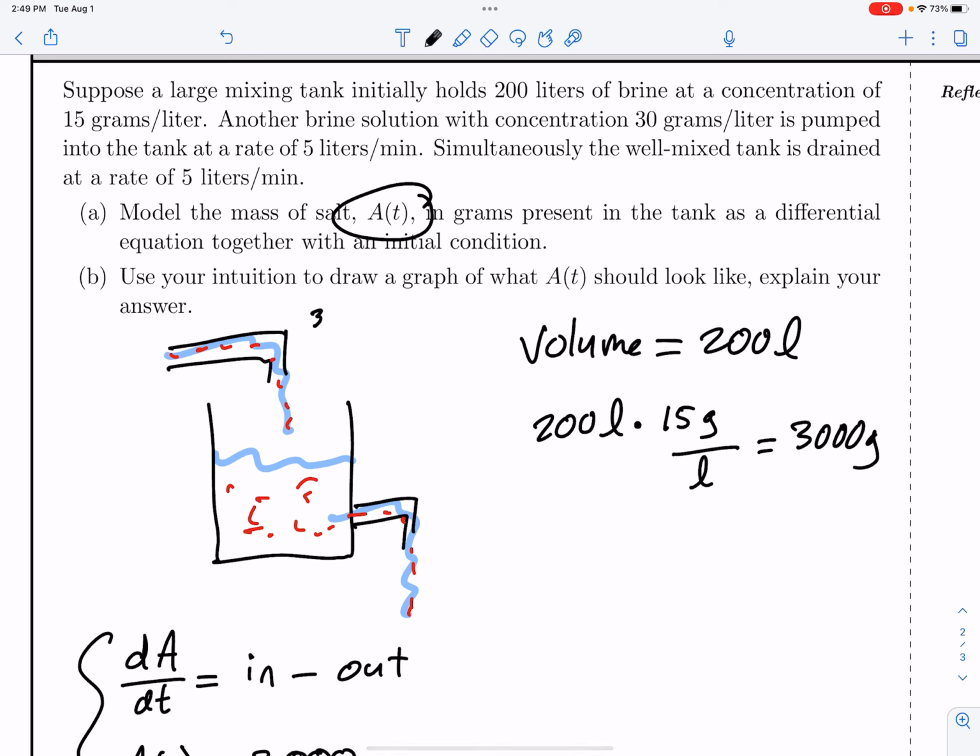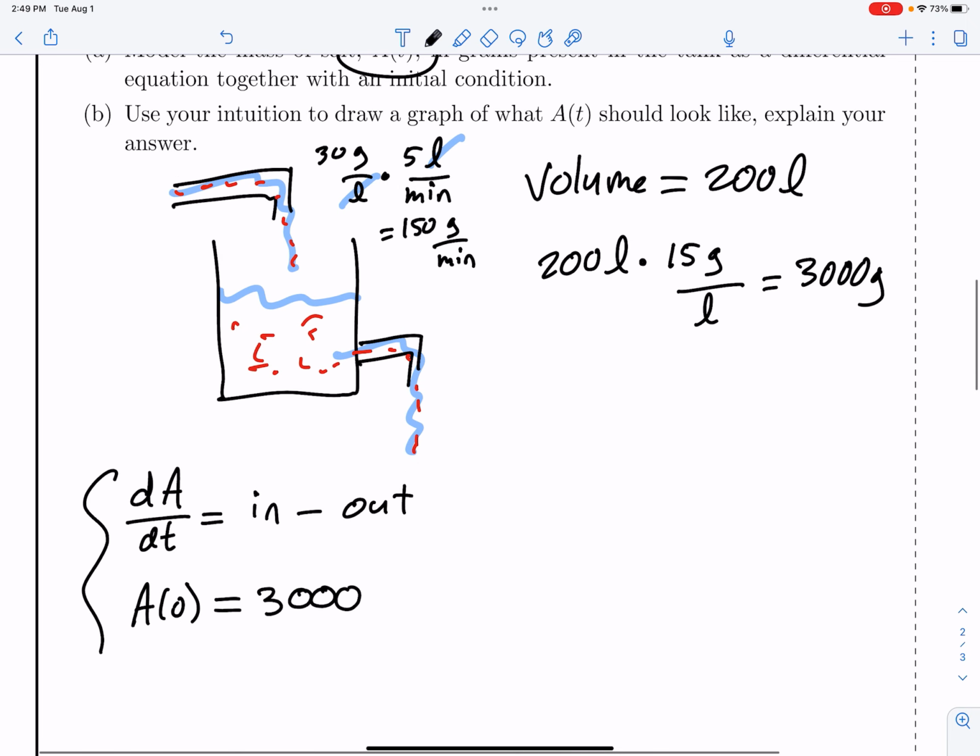Okay, so what we have is 30 grams per liter coming in at a rate of 5 liters per minute, and you can see the units there. We're going to get grams per minute, and 30 times 5 is 150. So we have basically 150 grams per minute of salt coming in. So we can say the rate in is 150. It's a constant rate because it's a constant flow at a constant concentration. So the derivative here is constant, right?